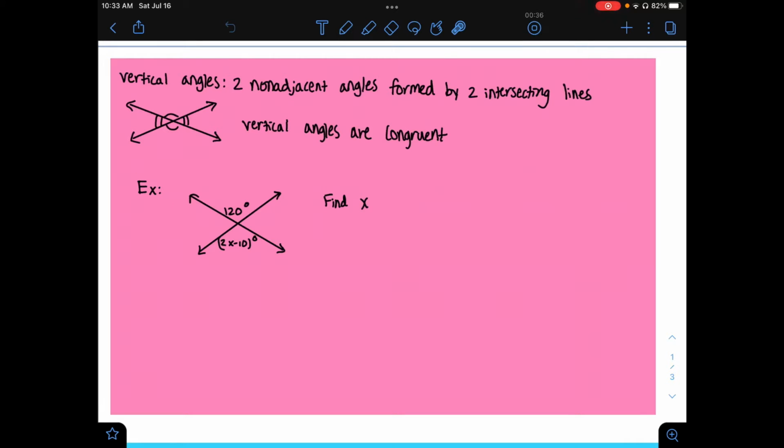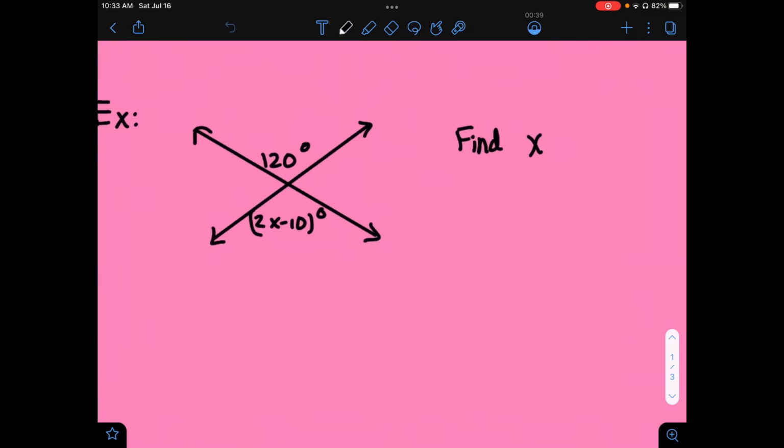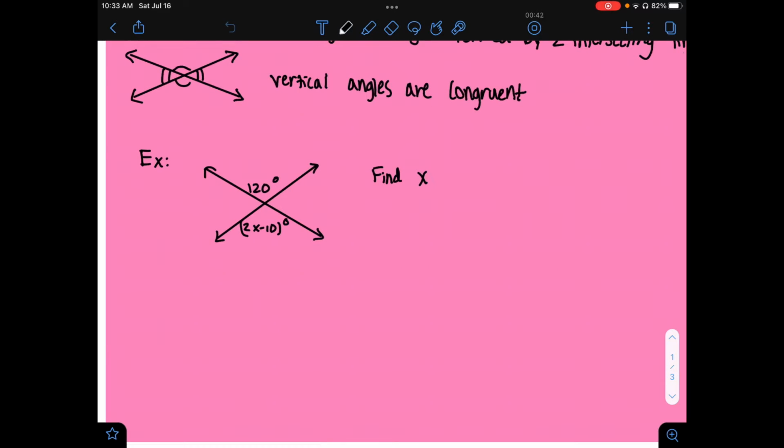Using that information, we're going to try an example here. We're trying to find x. Since we know that these are vertical angles because they're formed by two intersecting lines, we know that this angle and this angle are congruent. Those two are congruent, so we can set these two values equal to each other.